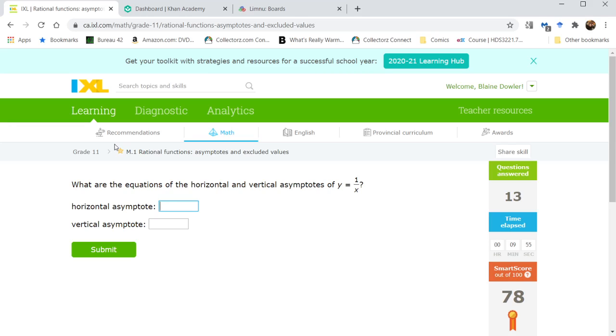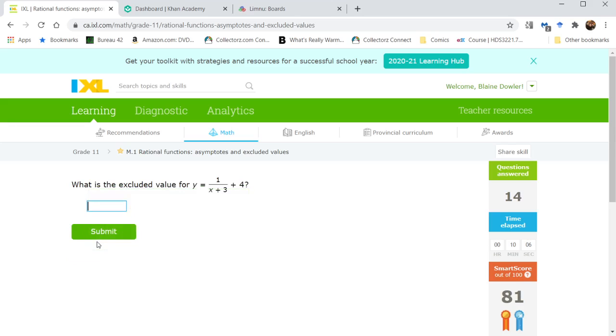So this is a repeat question that happens sometimes. We got that 2 questions ago. One of the drawbacks of using a completely randomized database. Here, this excluded value, when does this denominator equal 0? That is when x equals -3.